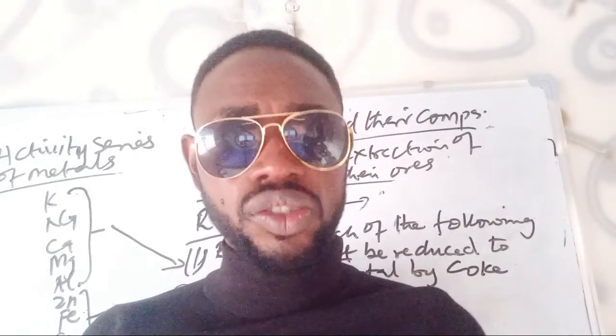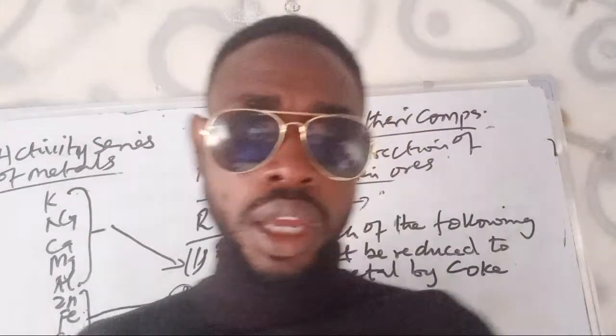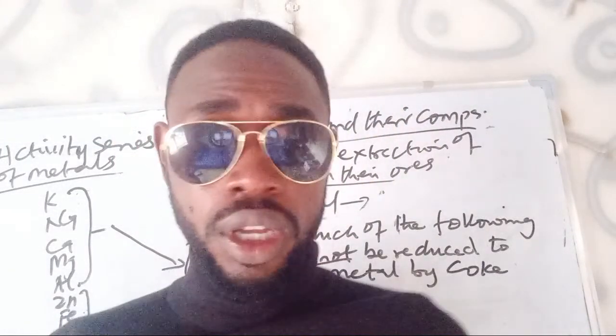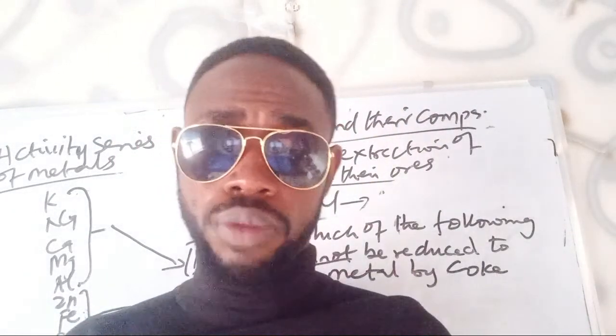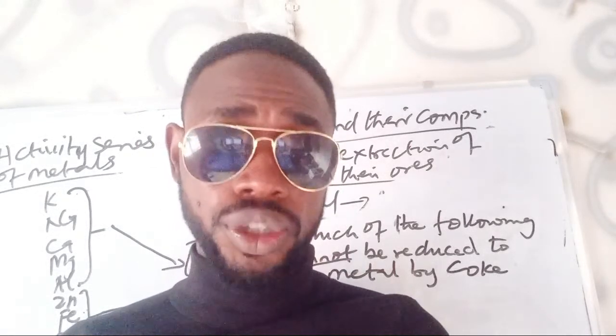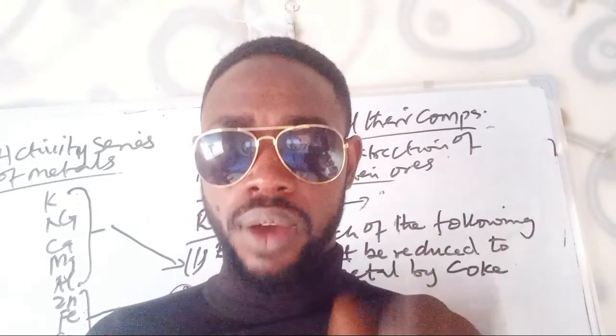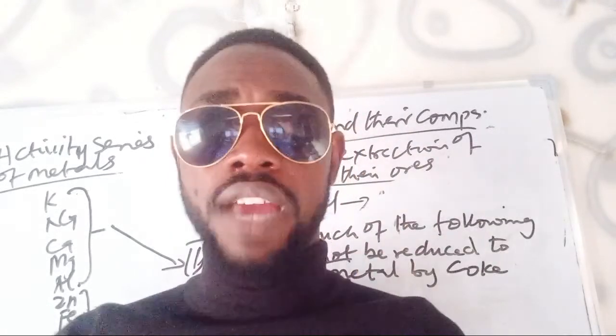Then how do you extract sodium metal? From the discussion I told you, it should be by electrolysis. And what's the ore? Sodium chloride. So sodium metal is extracted from fused sodium chloride by electrolysis using a special cell called the Downs cell.